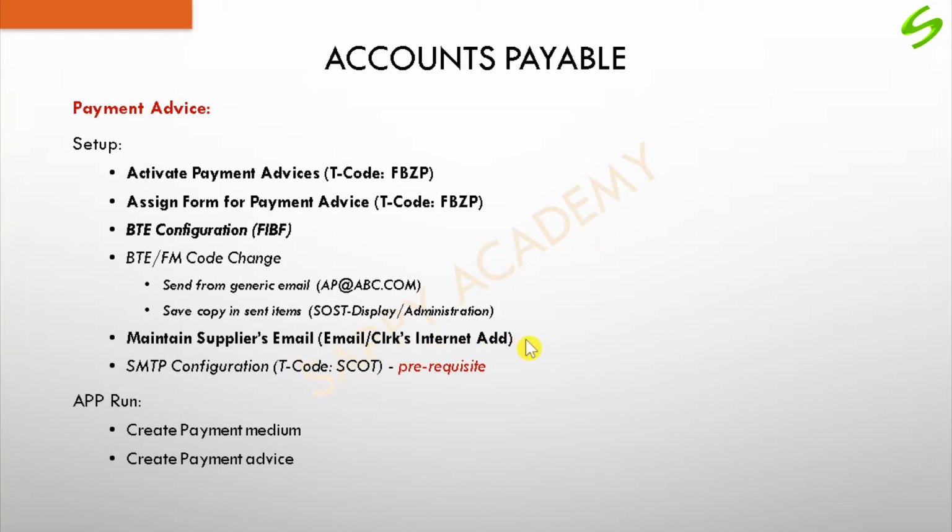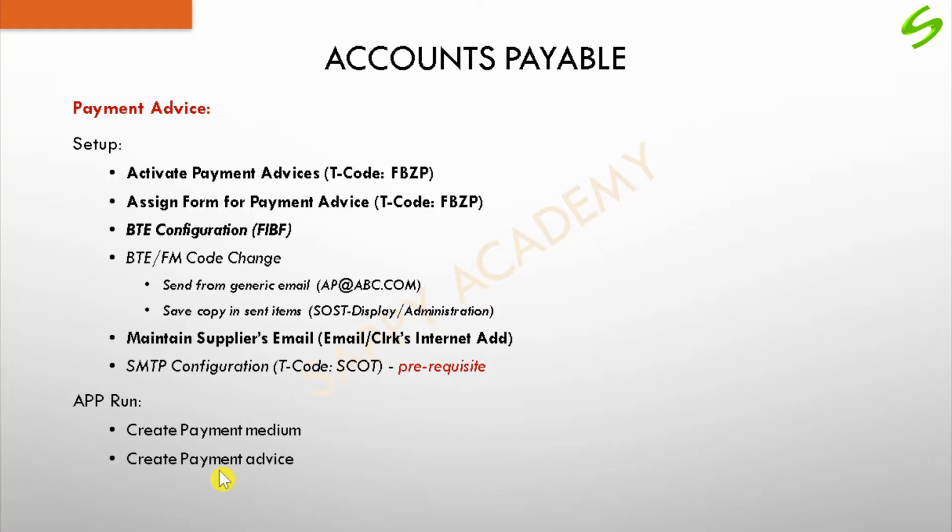The next thing is to maintain the supplier's email address. If the email address is not found, the system cannot send the payment advice through email. By default, we can maintain the email address in the email option in the address general data section of the supplier master record. We can also customize it to maintain the clerk's internet address in the company code segment of the supplier master record. And the prerequisite to send the payment advices through email is SMTP configuration in transaction code SCOT. If this is not done, emails cannot be sent from SAP. After all is done, we can go ahead and create the payment advices in APP.